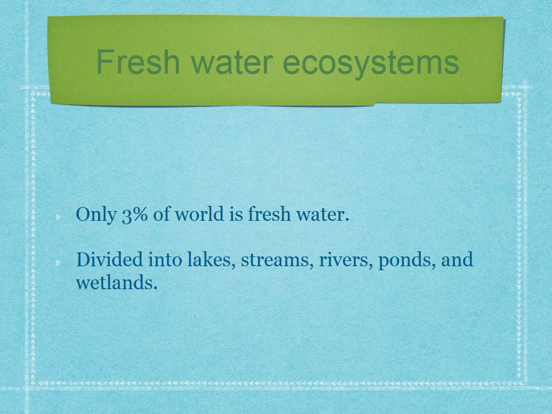When we look at fresh water, only 3% of the world is fresh water. And remember, that 3% is also what you drink. So this is a very small number compared to the rest of the water in the world. We can divide fresh water into lakes, streams, rivers, ponds, and wetlands. Wetlands would include things like bogs and swamps. There are quite a few other in-betweens when you think about freshwater ecosystems.